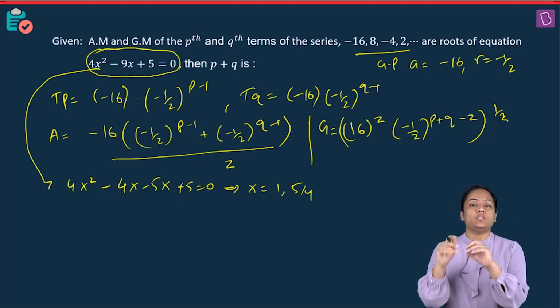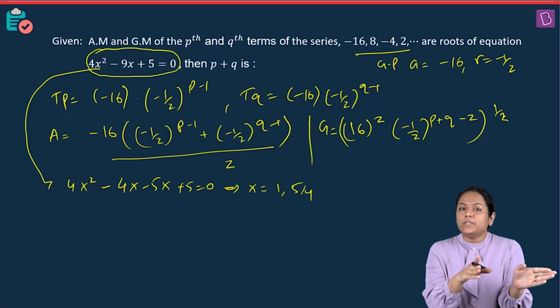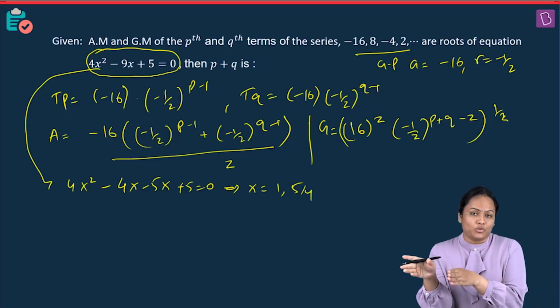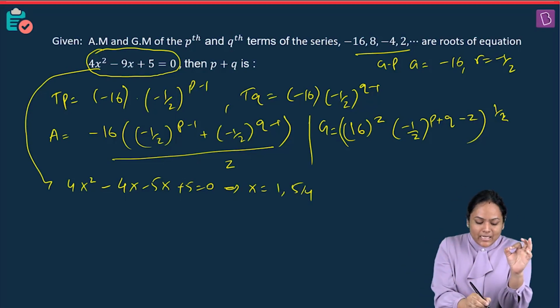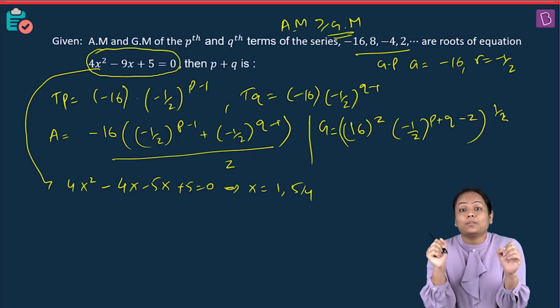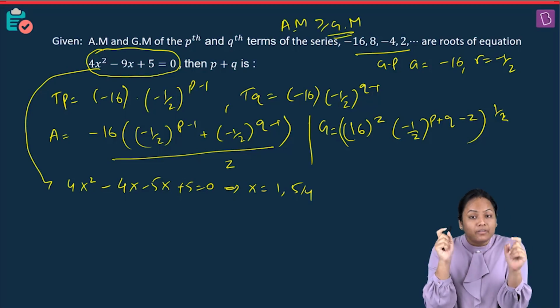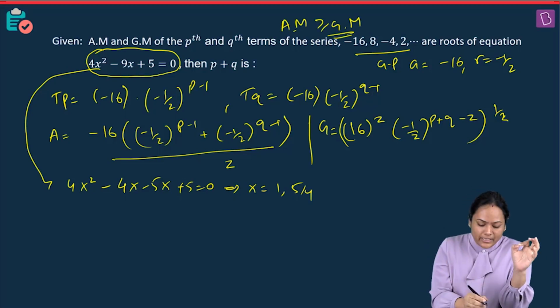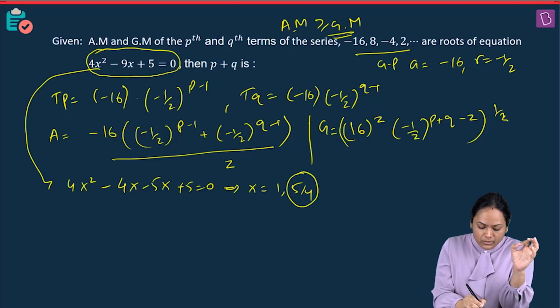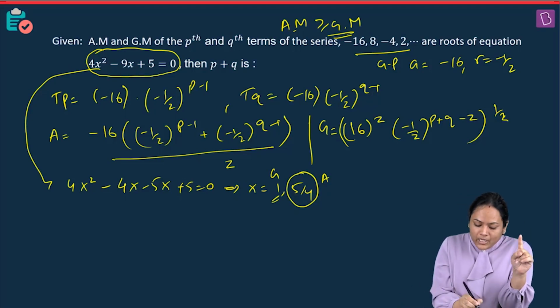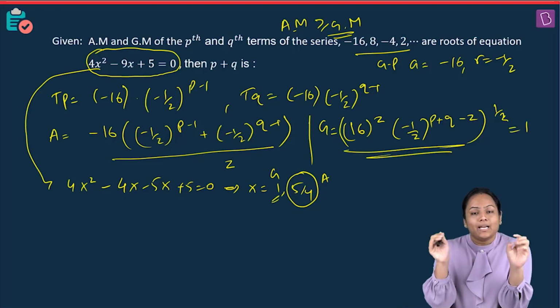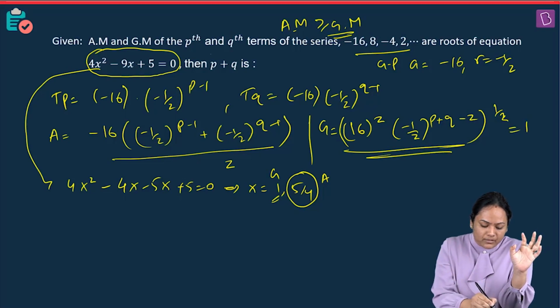Now comes the question, which of these two will be the arithmetic mean and which will be the geometric mean? Well, for that we have to remember one thing, that the arithmetic mean is always greater than or equal to the geometric mean, right? So if this is the case, definitely 5 by 4 will be the arithmetic mean and 1 will be the geometric mean. So what we are going to do? We are equating this geometric mean to 1 and solving for P plus Q.